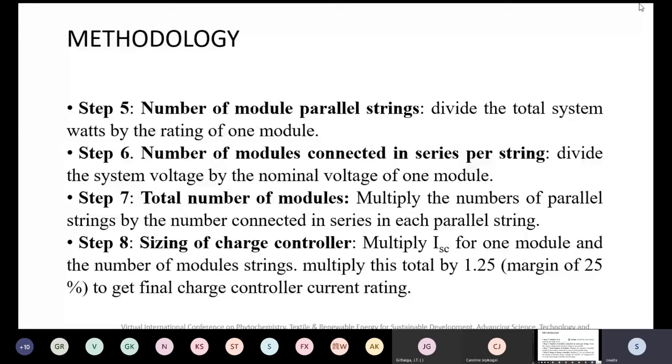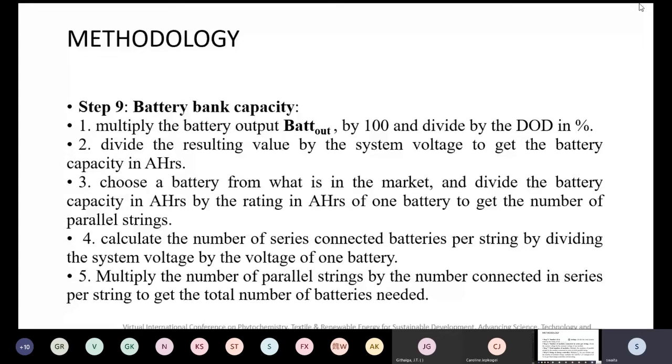The battery bank capacity is determined by the battery output, and you divide by the DOD, or depth of discharge, in a percentage. And when you do that, you divide the resulting value by the system voltage, and that gives you the battery capacity in ampere hours. So you go to the market and choose the right battery. You can get a series of smaller batteries and connect them, or one battery that serves the particular purpose, depending on your computation and how you have been able to do it.